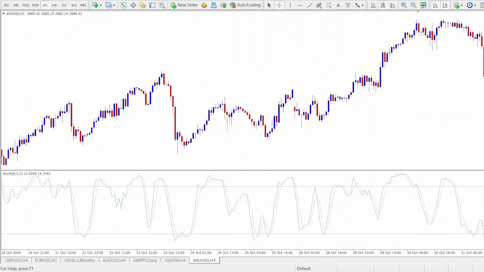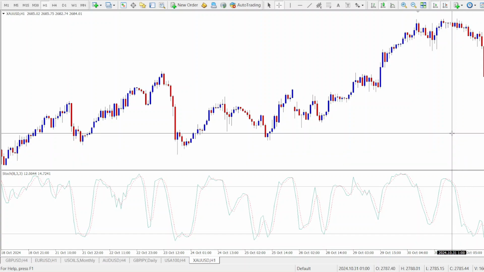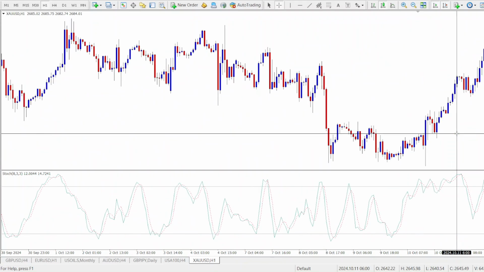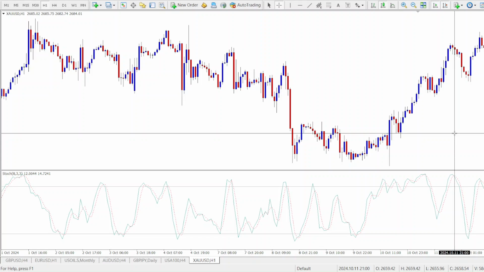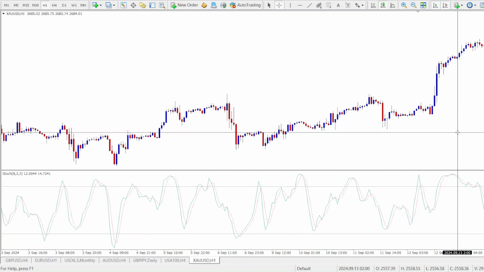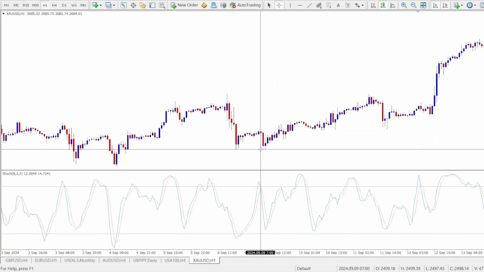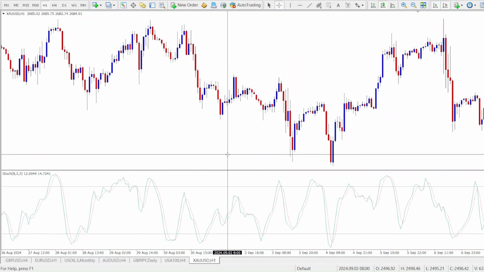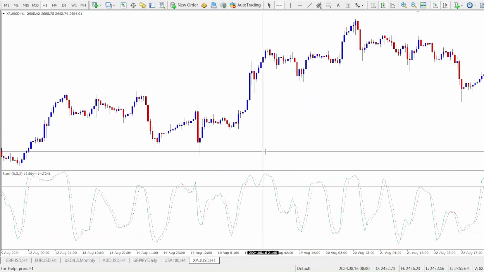Now, another great strategy that traders use with the stochastic oscillator is divergence. For instance, if you see the price making lower lows while the stochastic is making higher lows, that's a bullish divergence. Although you might not always find a divergence, when it occurs, it can be really effective. So I'm just trying to see if we can find any such example. Let's see if we can find any.